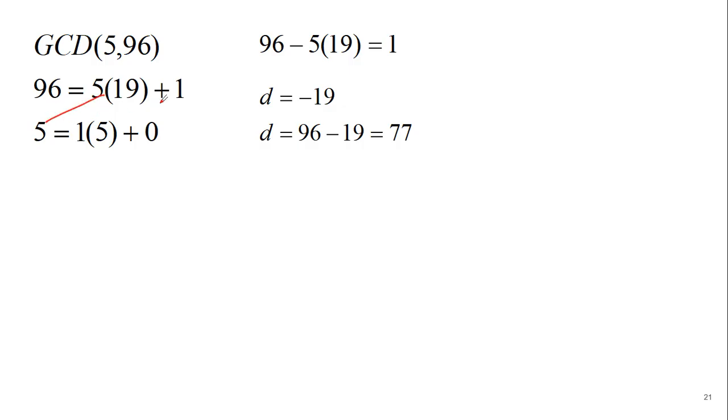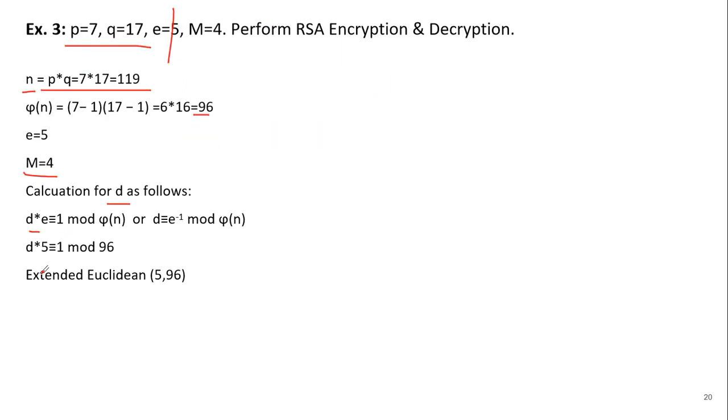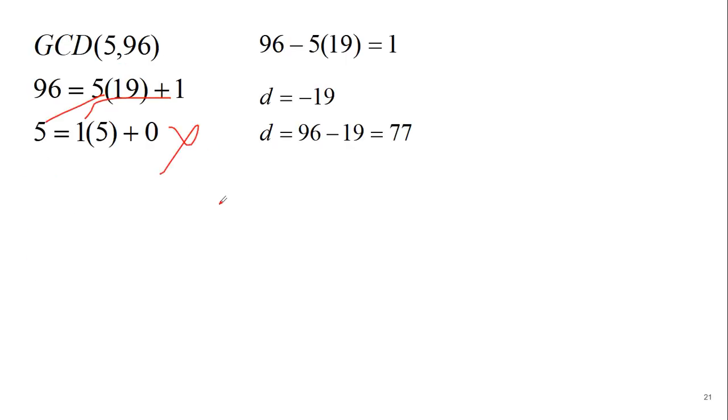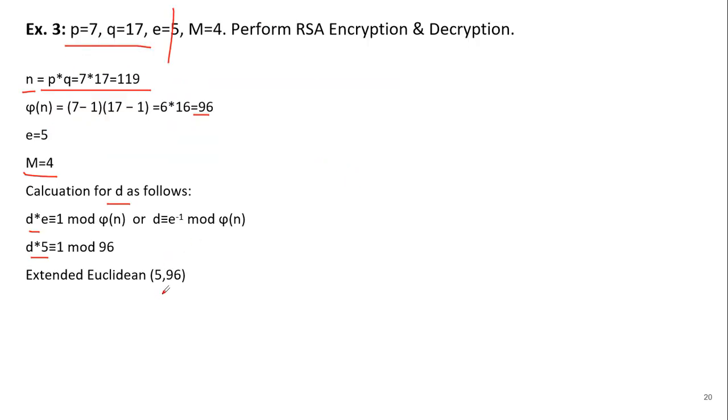5 is equal to 1 into 5 plus 0. So here we can't take this equation because it is equal, so we take 19 minus 5. Now here we require to find out the value with respect to 5. With respect to 5 our answer is minus 19, but we take the positive value. For that positive we just take 96, because the mod operation is with respect to 96.